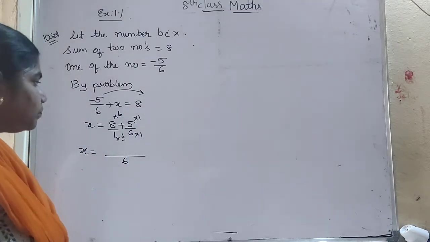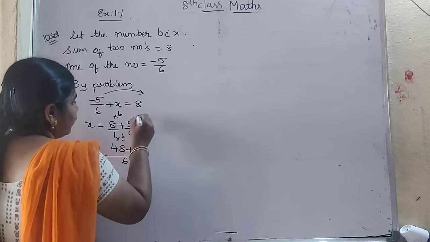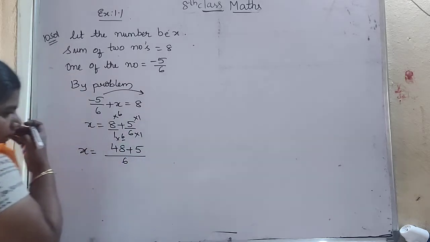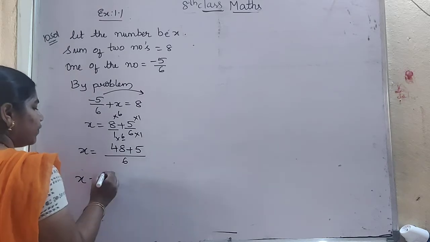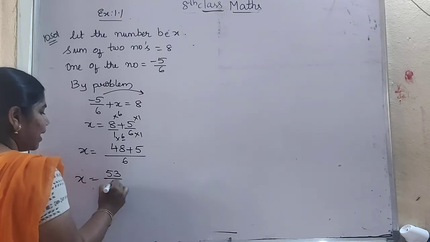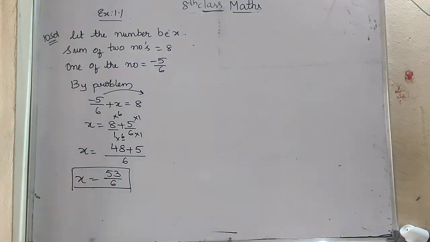So now 8 times 6 is 48, plus 5 times 1 is 5. Just add these values. So x is equal to 48 plus 5, which is 53 by 6. So what is the x value here? 53 by 6 is our x value. Okay, so this is our 10th one.